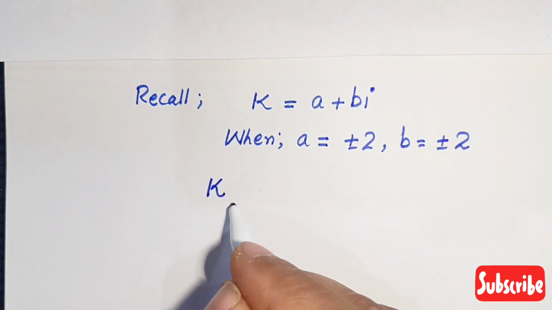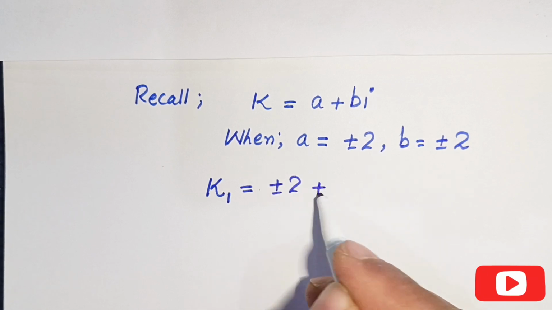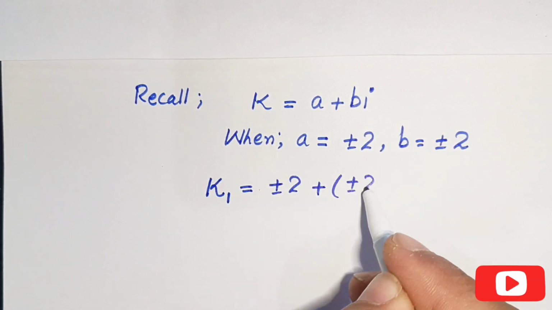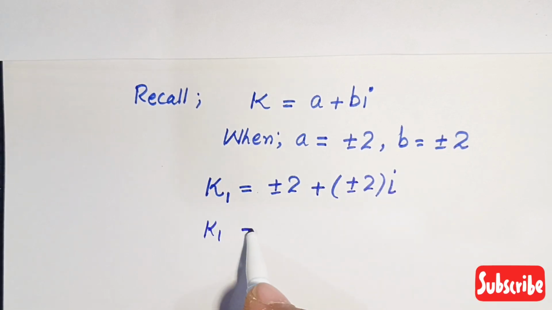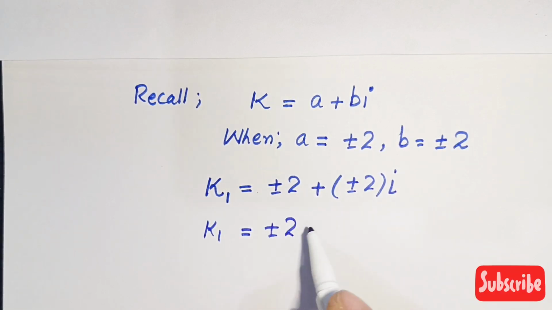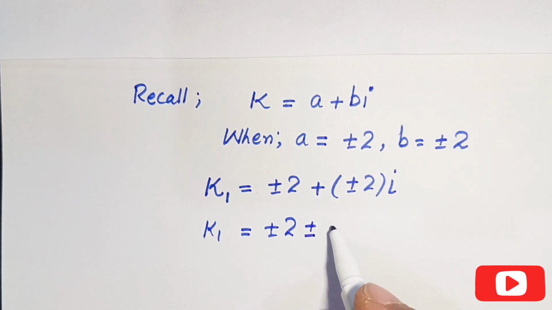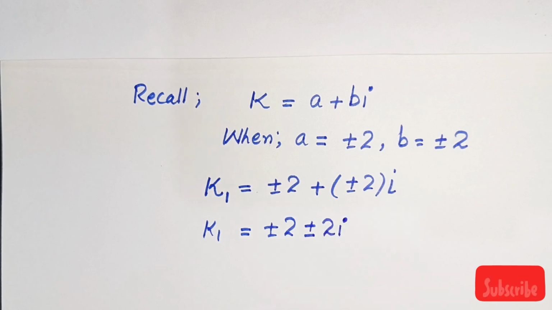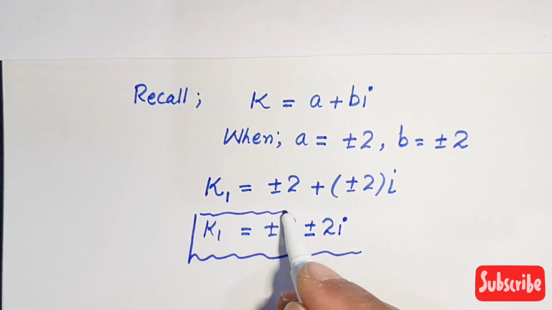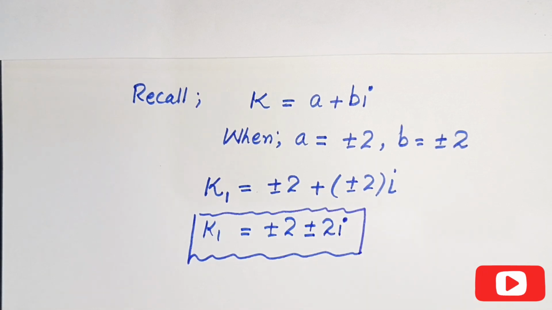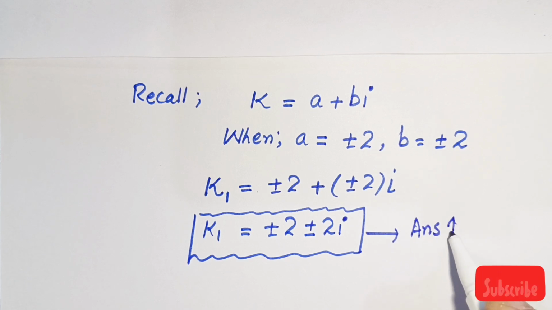So let's say it is k1, that is the value of a, plus minus 2, plus the value of b, plus minus 2, times this i. Now we have k1 is equal to plus minus 2, and plus times plus is plus, so plus minus 2i. So it is the first value of k that we have just found out. It is our answer number 1.